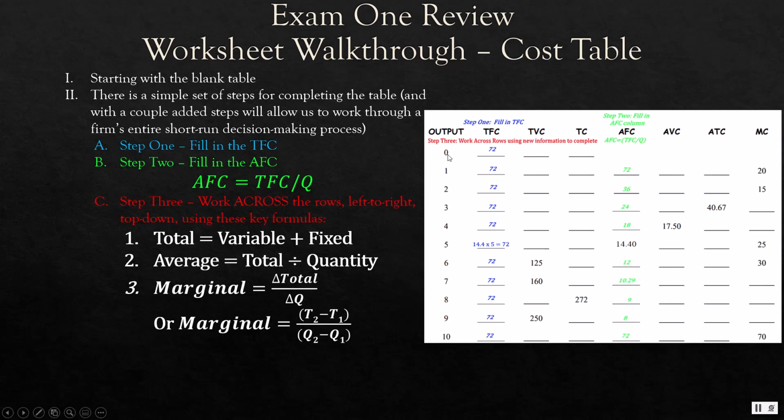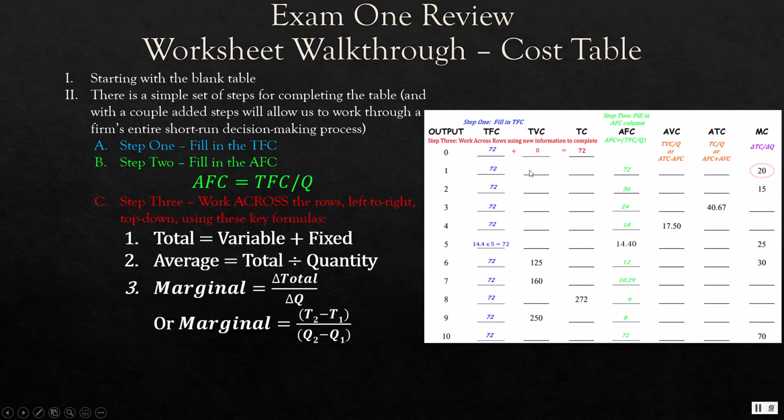So if I start out with an output of 0, total fixed cost is 72, and the variable cost with 0 output is $0. So 72 plus 0 gives me a total cost of 72. Total equals variable plus fixed. Okay, and over here I've included the formulas with the columns where they apply.